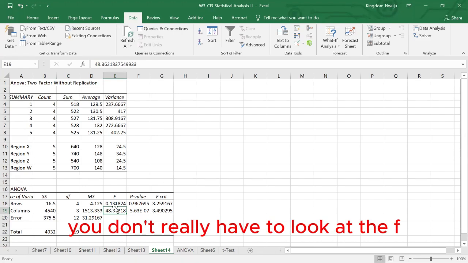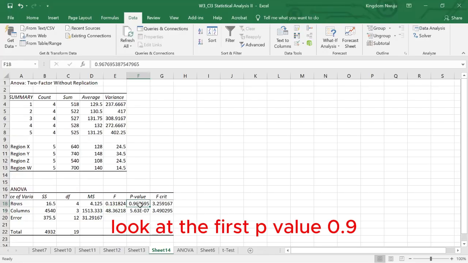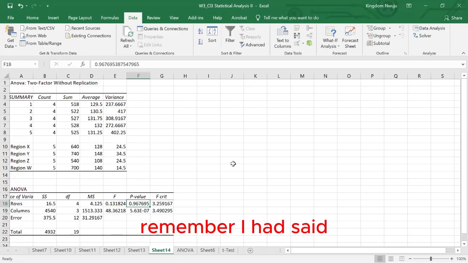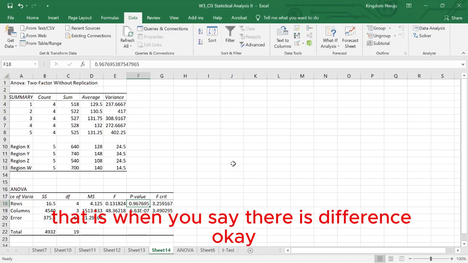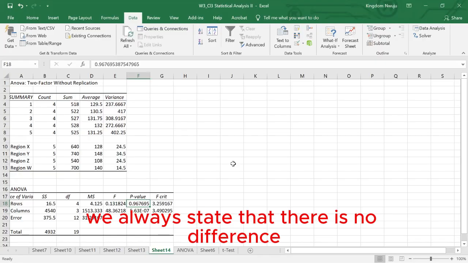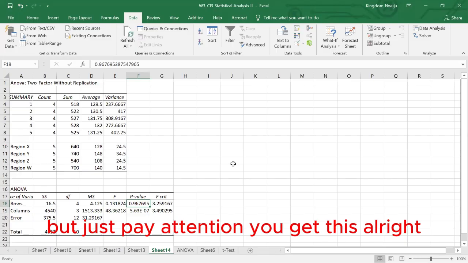Well, you only have to look at the F when you have the p-value. Look at the first p-value, 0.9. Remember, I had said your p-value is significant when it is less than 0.05. That is when you say there is difference. The null hypothesis will always state that there is no difference. I hope I'm making sense to non-statisticians, but just pay attention, you get this.